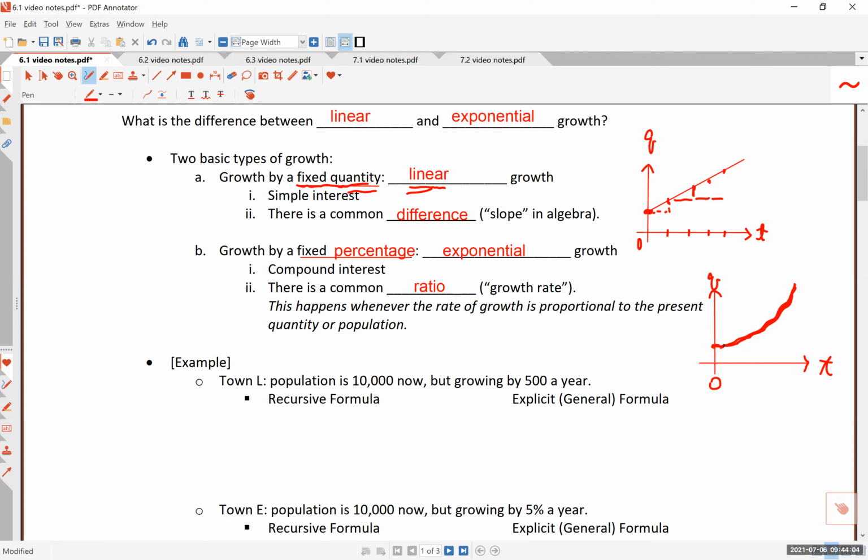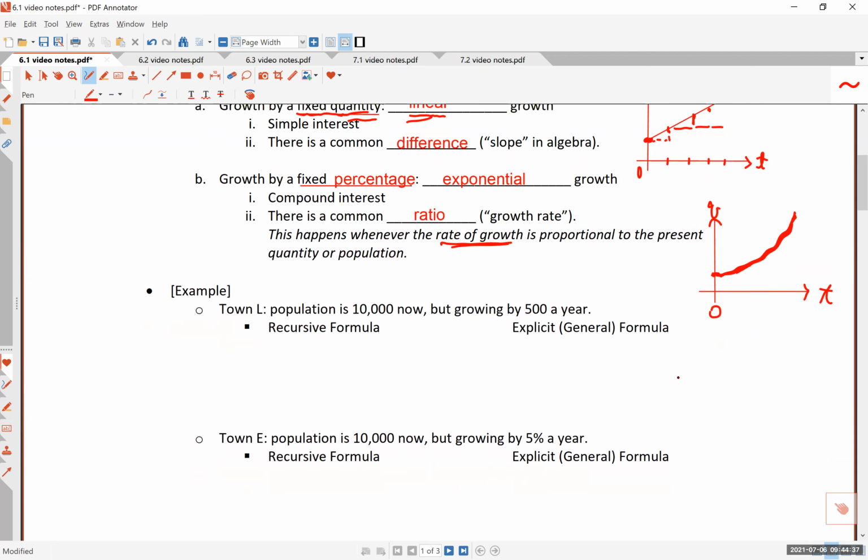And this curve has a characteristic. It is always increasing, and the rate at which this number is growing is also increasing. So not only is it increasing, it increases faster than any straight line like this. That is the difference between these. Whenever the rate of growth is fixed, then we will see that the growth is exponential.